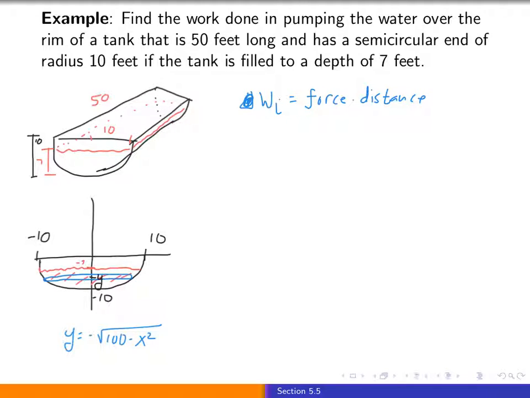The force, we said, is really its weight. And to find its weight, what we are going to do is take the density of it. It's still going to be 62.4 as it was in the previous problem because it's water. We're going to take the length. Recall that this tank is 50 feet long, so we're going to have 50. That's going to be the length. We're going to need to multiply that by width, and then we're going to need to multiply that by thickness.